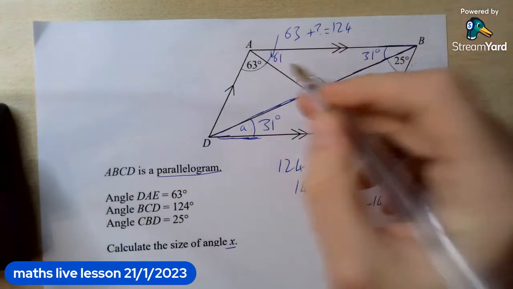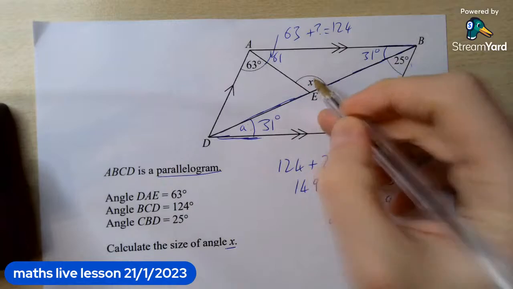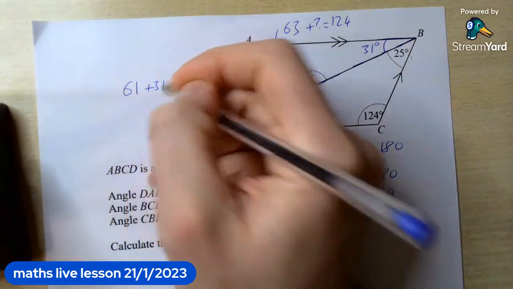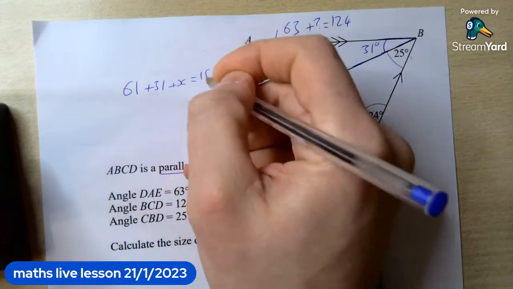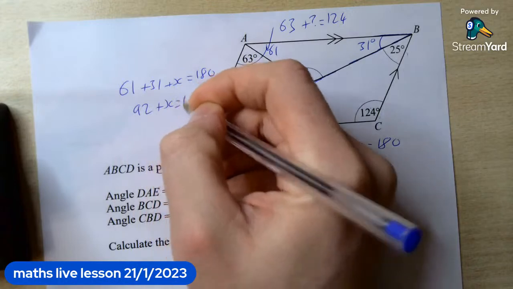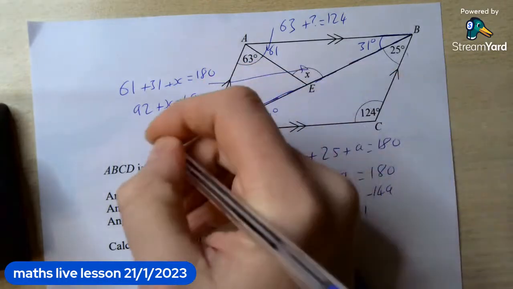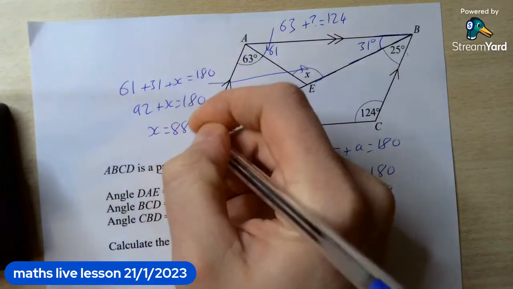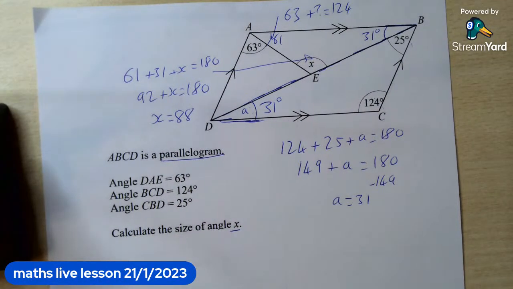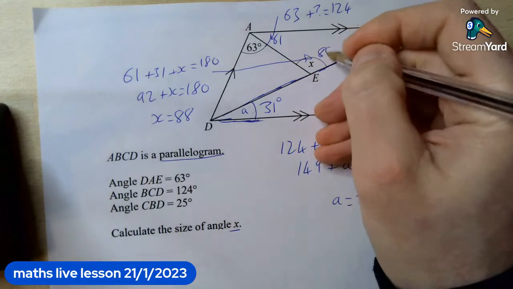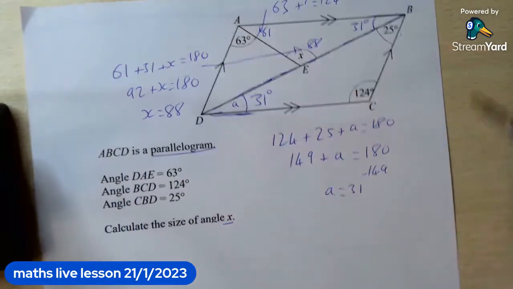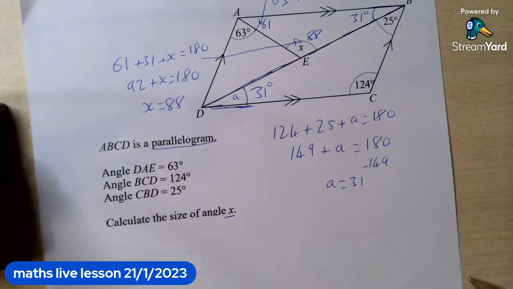So then you can do angles in a triangle to get X. So that one there is going to be 61 plus 31 plus X equals 180. Add them together, that'll be 92 plus something equals 180. So the last answer will be 88. Right, so X is 88. And there you can clearly see all the working out. Yet again, it might say, give me reasons for your answers as well.